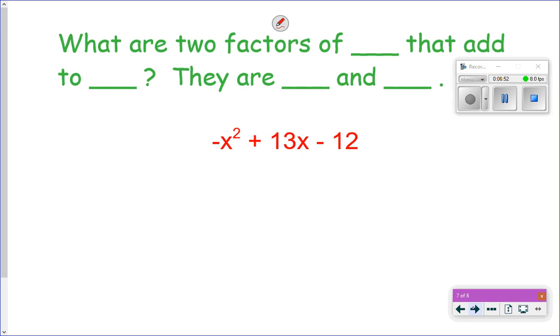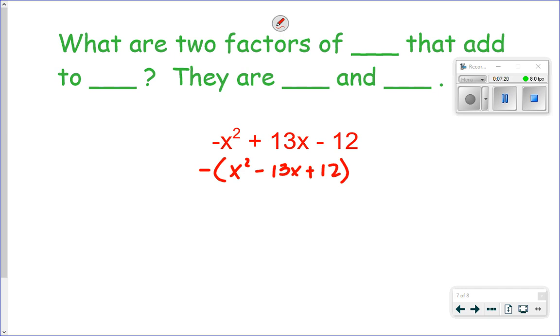Okay, next one, I've got negative x squared plus 13x minus 12. So the first step says to look for a negative sign out in front. We do have it this time, and that means we need to factor it out. So I'm going to have a negative sign. I'm going to change all these signs. It's going to become positive. So it's going to become negative, and this one's going to become positive. Okay, that new quadratic, that is what we're going to use to solve the rest of the problem.